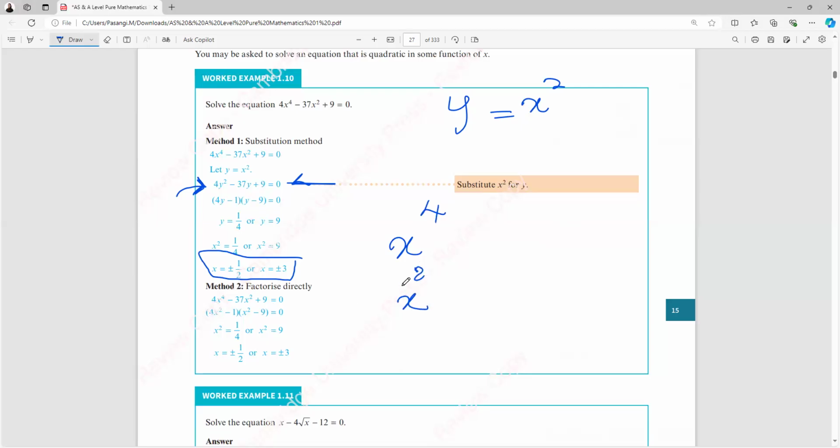When you factorize it, it should be like x squared, x squared. It breaks to both sides. See, here also there's an x squared term, and here also an x squared term. It should be like that. Okay, then you will receive two answers: x squared is equal to 1 over 4 and x squared is equal to 9.